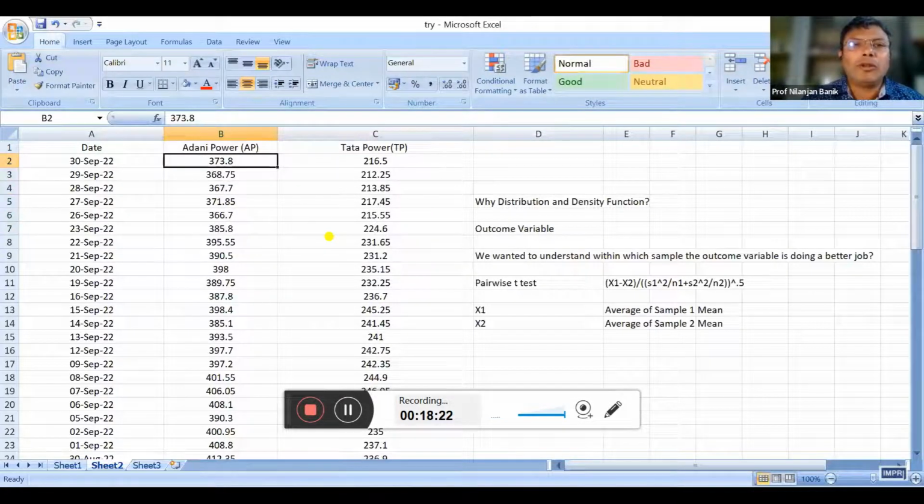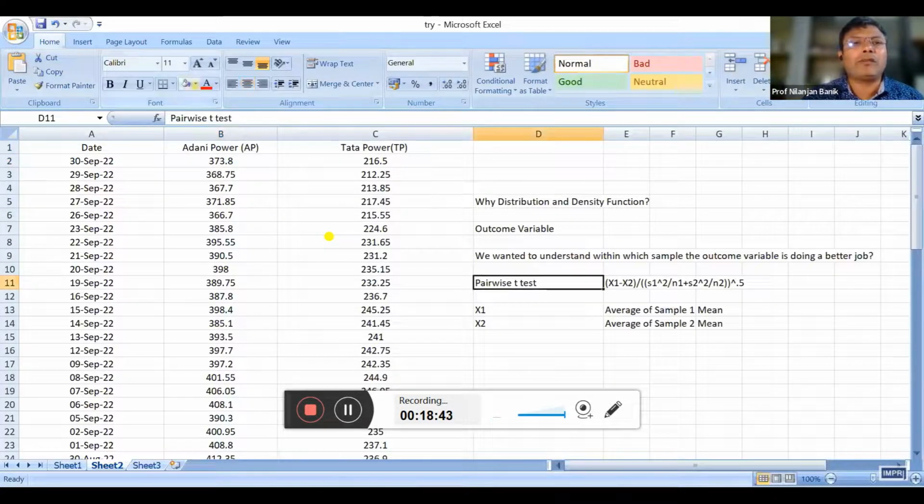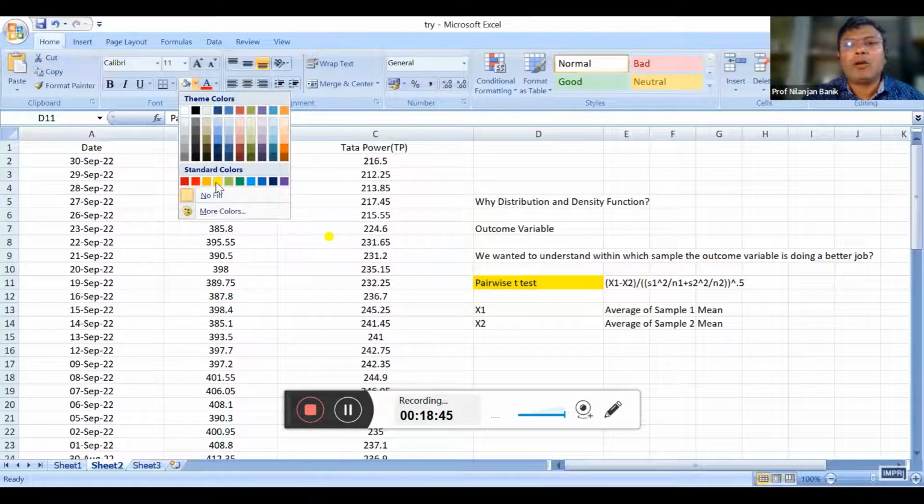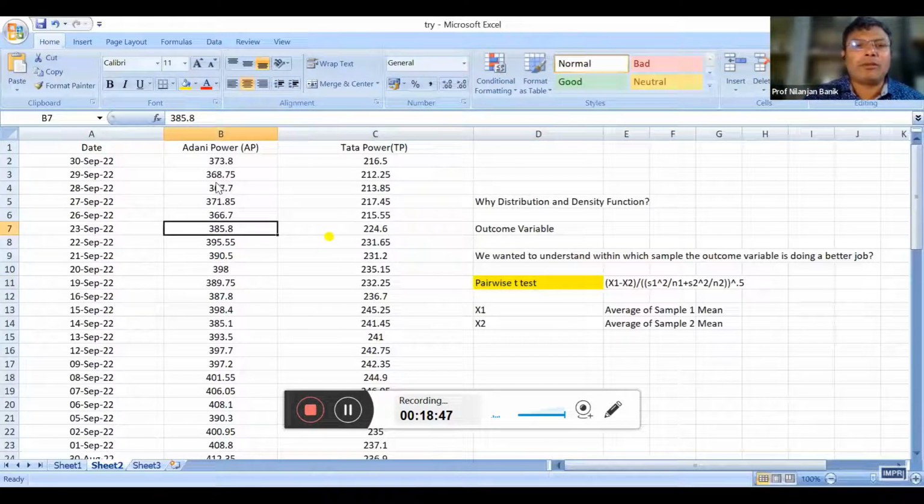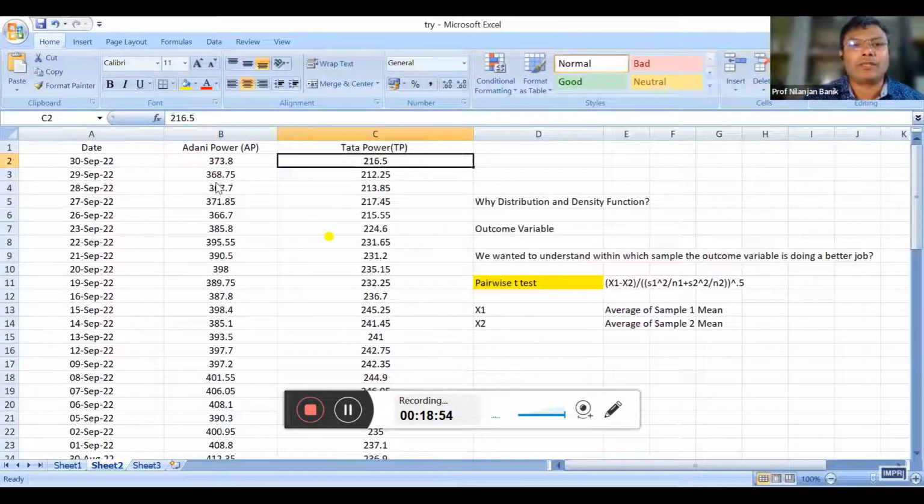Now, in order to try to address the question which I think both Purnima and Vaishali are raising, let's try to do a pairwise t-test. Let's try to do this. Okay, so pairwise t-test, again, what it is saying is that on an apple to apple basis, if we are just looking into this, I need to understand where I should invest.